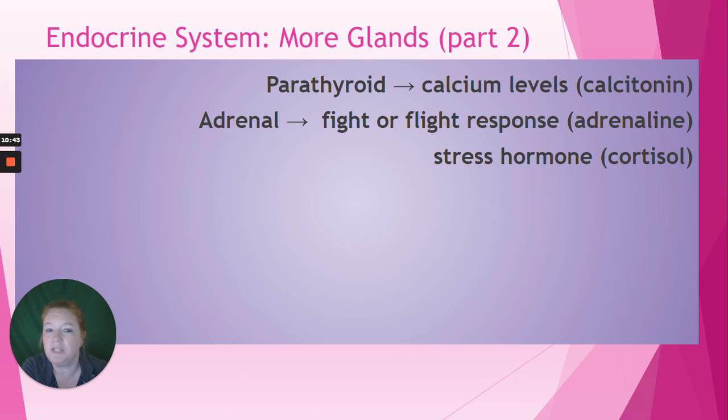There's a stress hormone, cortisol, also produced by the adrenal glands. And remember, exposure to long-term stress can have many negative effects on the body. And also, the adrenal glands contribute to water balance, which makes sense. They're sitting on the kidneys.